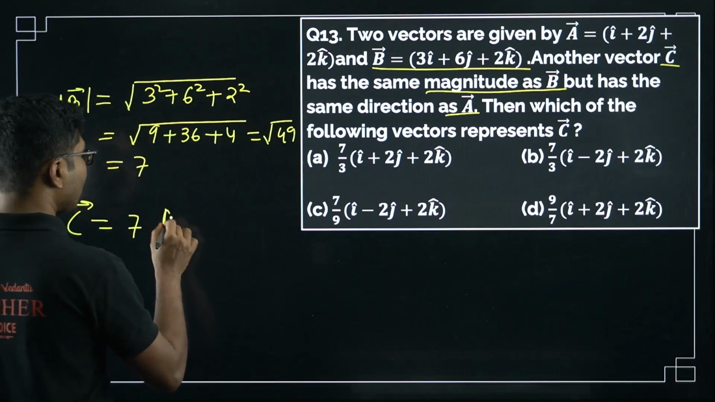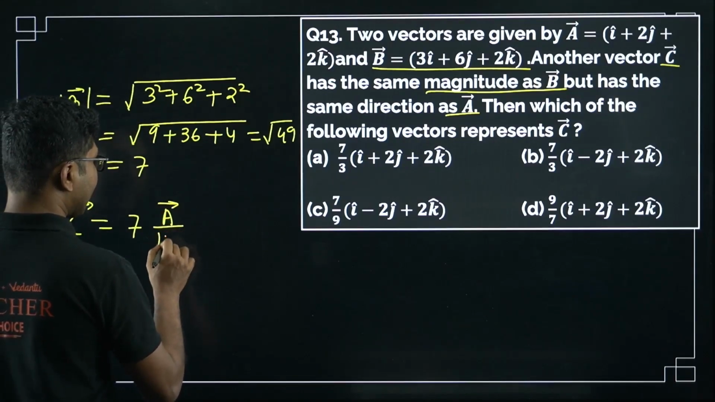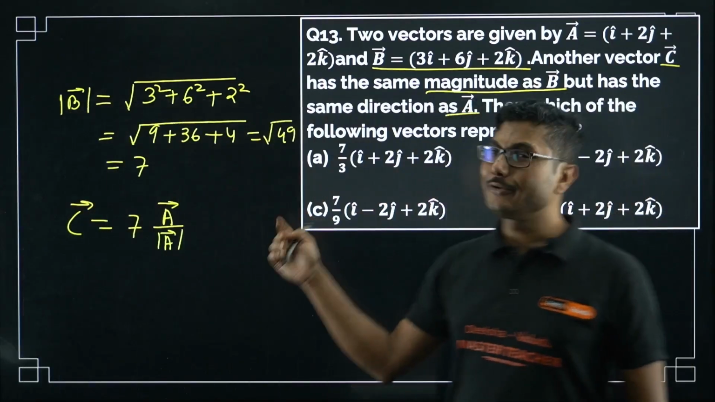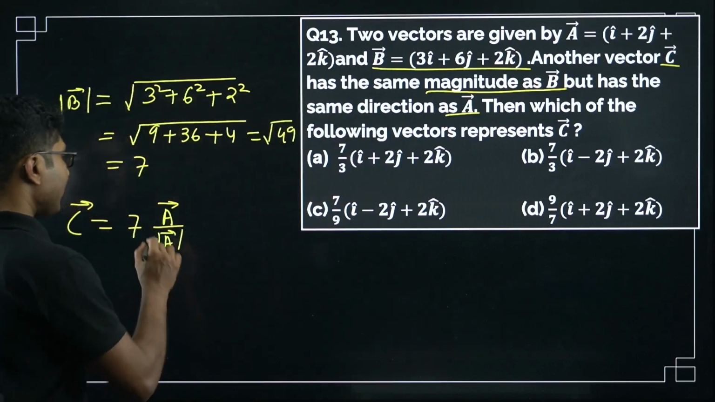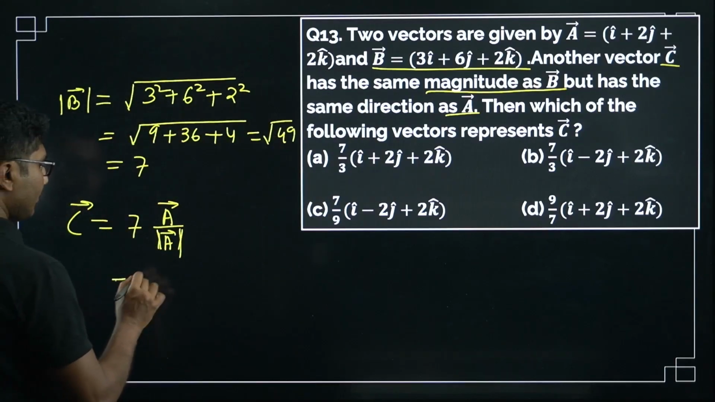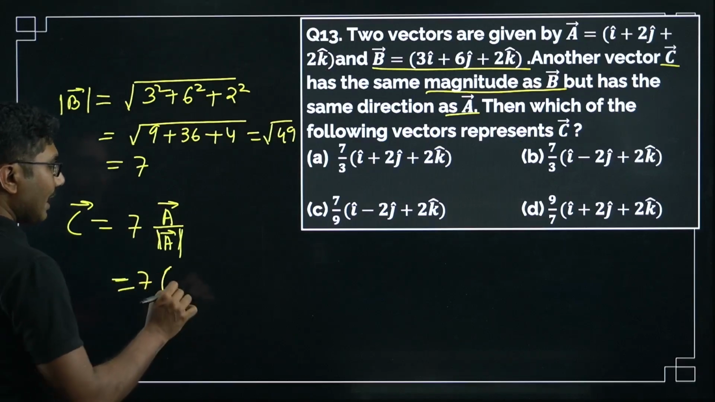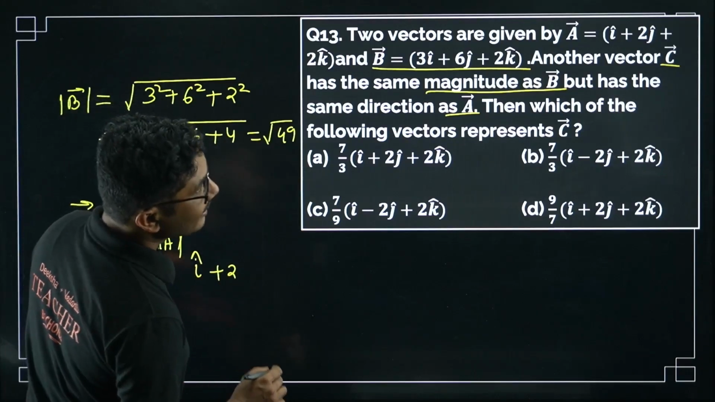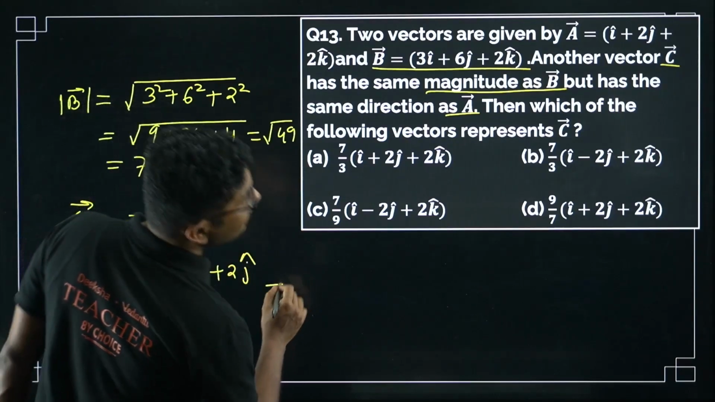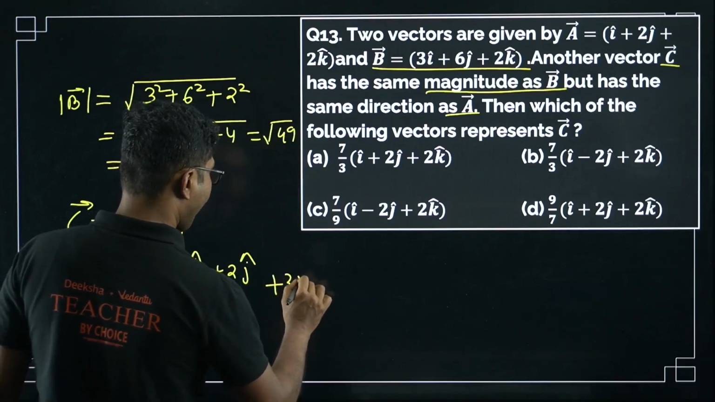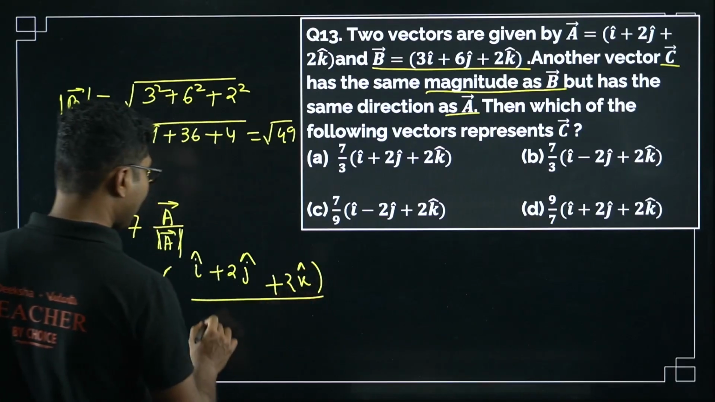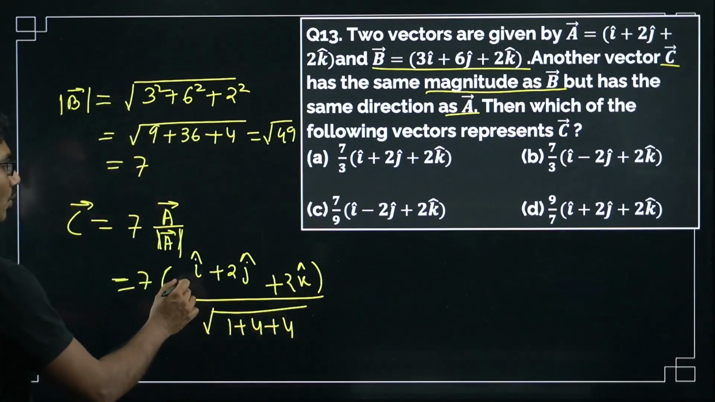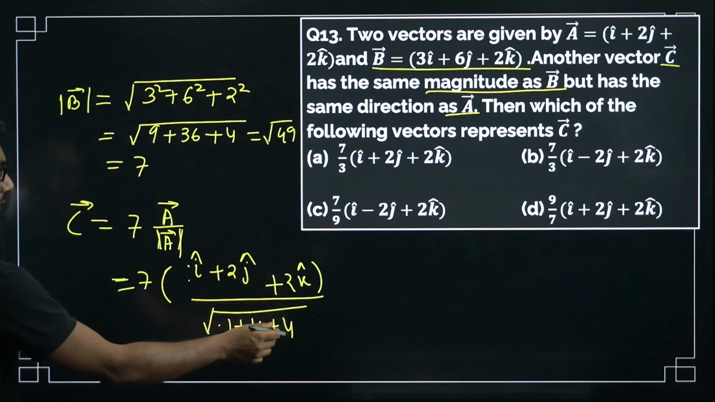So what is the direction of A? Direction of any vector is the vector divided by its magnitude, that is the unit vector. Okay, so this is the unit vector for vector C. So 7 into A vector, which is i cap plus 2j cap plus 2k cap, divided by the magnitude. What is the magnitude? 1 plus 4 plus 4, right? 1, 2 square is 4, 2 square is 4.